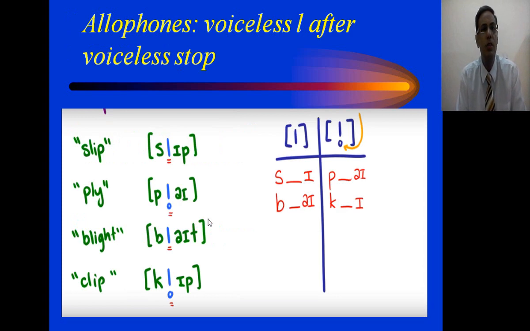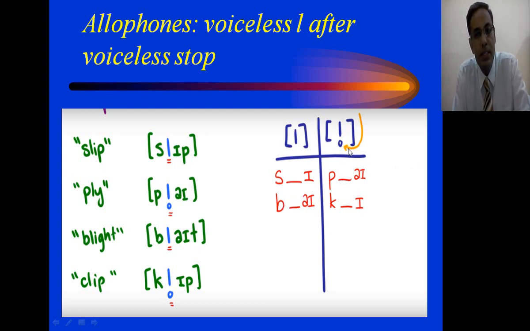Another example for allophones is the voiceless l sound after a voiceless stop. You know the l sound: slip, play, fly, blight, clip. Here we notice that in the second one, play, it is voiceless l, occurring after the p sound. And in another word, it is normal voiced. And in the fourth one, it is after k, voiceless, and it is voiceless l. So here we have two versions of the l sound, one voiced and one voiceless.